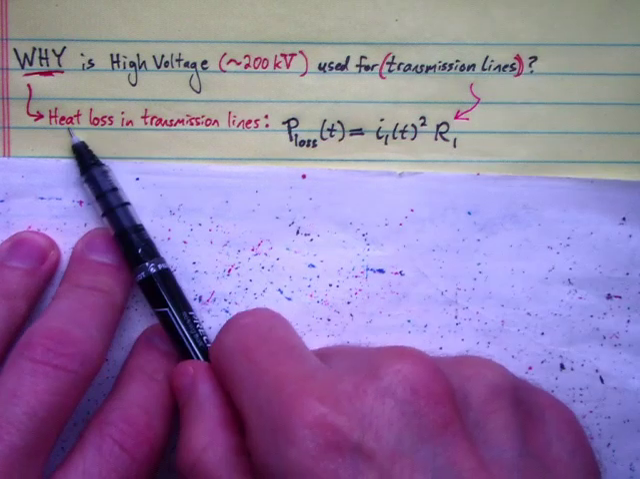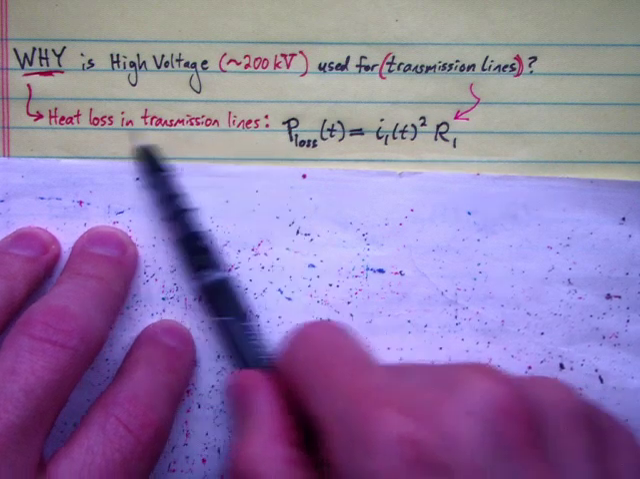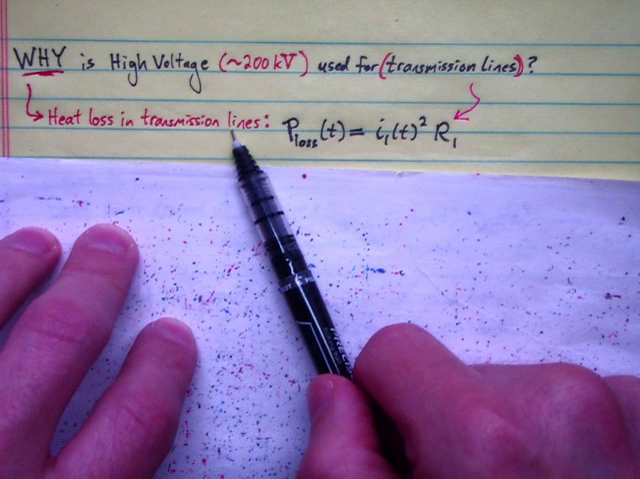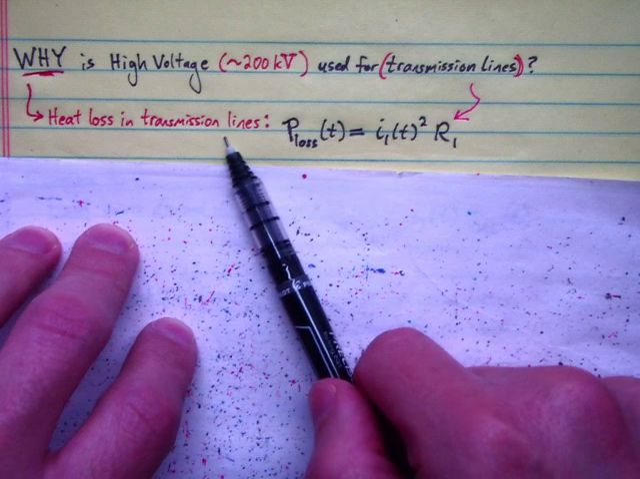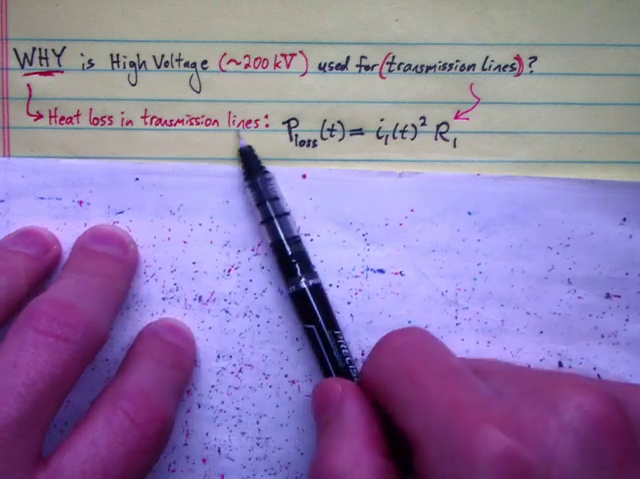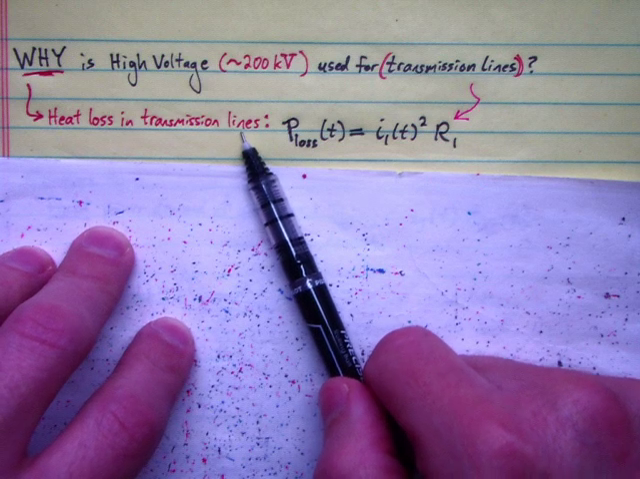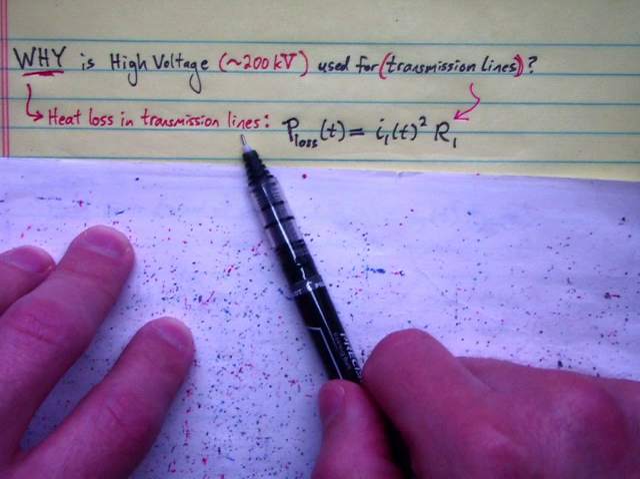Let's consider the heat loss in the transmission lines. There's going to be resistance in those lines. They will heat up when you're running current through them, and that heat is basically lost energy, which means lost money for your power company. So we want to minimize the heat losses in your transmission lines so all the power goes to the consumer and doesn't just heat up the air around those high tension lines.